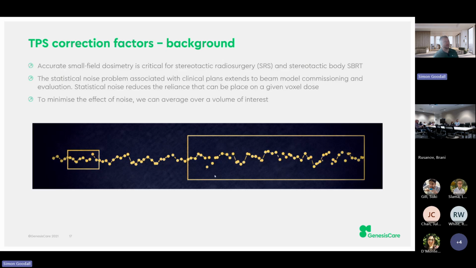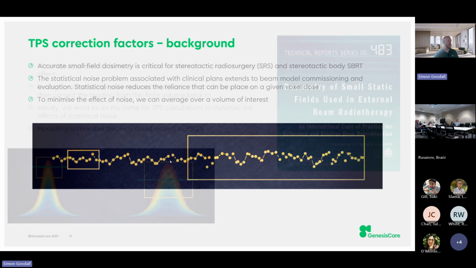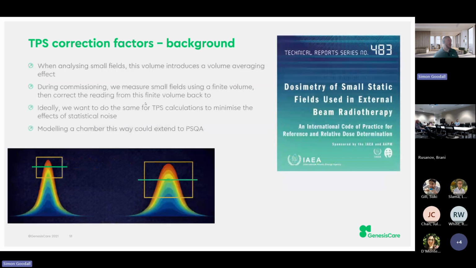If we can take a bigger area, like the one on the right, we can get a much better reflection of the mean, but it means we're averaging over a volume. And this is a problem that we have when it comes to small field dosimetry, and we've worked out how to do that from a measurement perspective. So if you imagine some steep isodose like this, if we measure with a small ionization chamber, we get a value that is much closer to the maximum average value within that box.